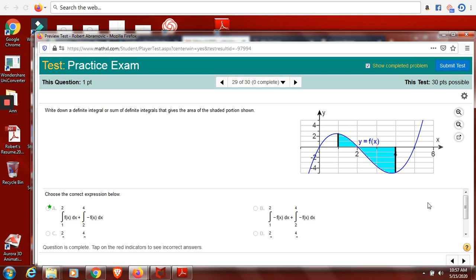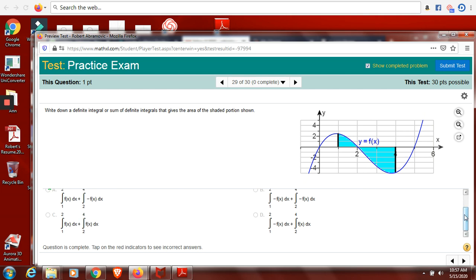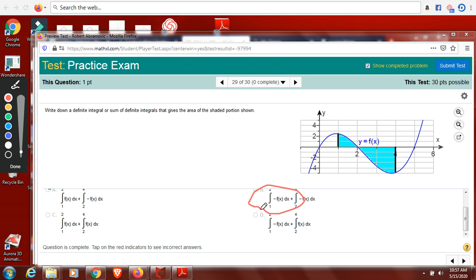So of these choices, we can definitely eliminate answer choice B, because this says we're including the definite integral of the negation of this function when x is between 1 and 2. But when x is between 1 and 2, the function is positive, not negative. So this definite integral from 1 to 2 of the function will indeed give us the area under the curve. Same thing here. This will definitely give us the area under the curve.